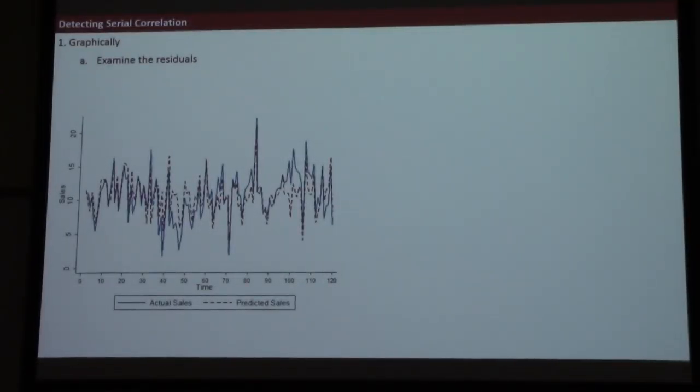All right. So, detecting serial correlation. Graphically, examine the residuals. Remember, serial correlation literally means that our error terms are correlated with themselves. So we can save the residual and just see if the residuals appear to follow any pattern. So if we go back to those assumptions for the error term, it's all about the error term, or what we'll call the residual.